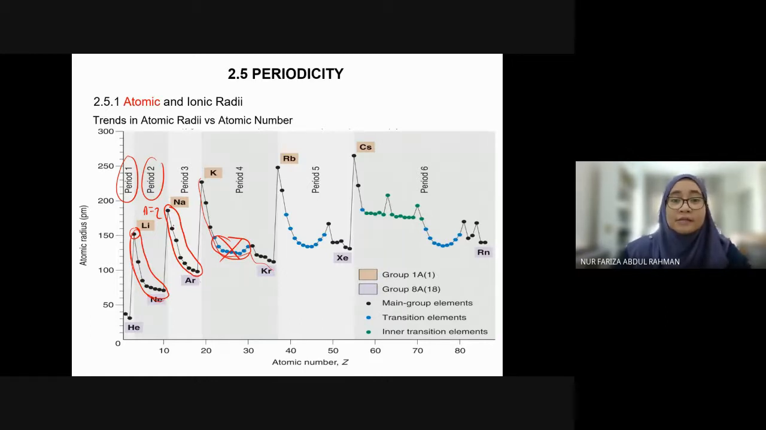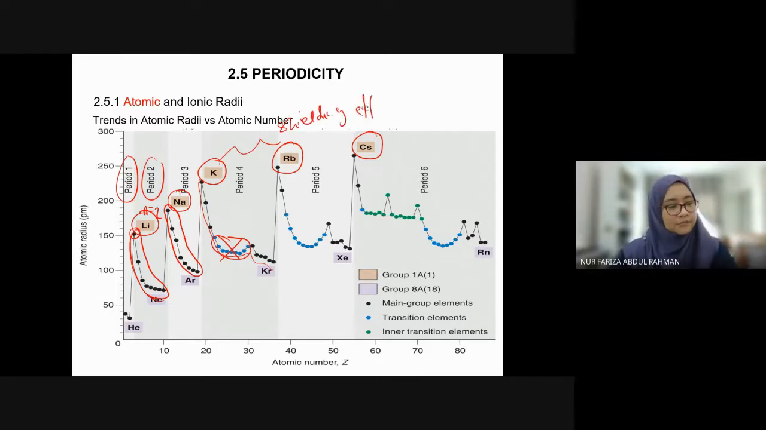How about down the group? Down the group, we have to look across the period like this. So as you can see, lithium, sodium, potassium, rubidium and cesium, the size becomes larger. The size increases, right? This is in terms of, you must mention, shielding effect. In terms of shielding effect.